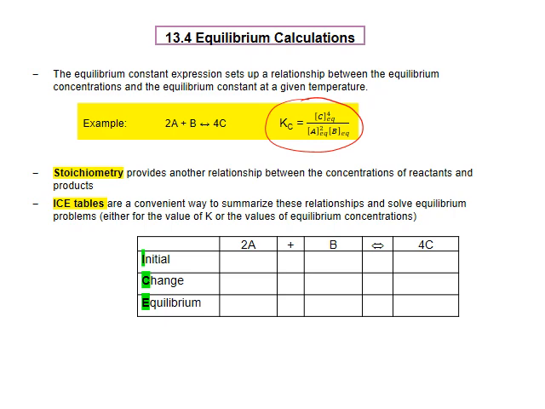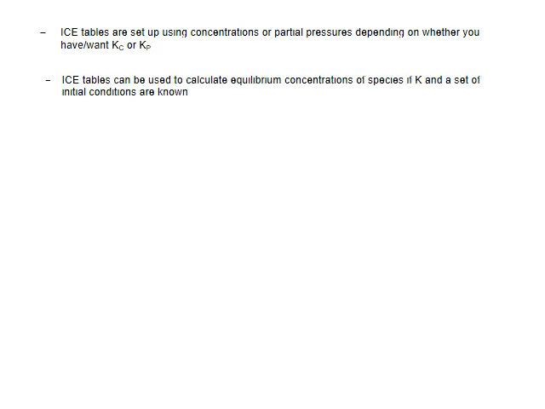ICE stands for initial, change, equilibrium. ICE tables are set up using concentrations or partial pressures depending on whether you have or want to get a Kc or a Kp. ICE tables can be used to calculate the equilibrium concentrations of species if the equilibrium constant K and a set of initial conditions are known.